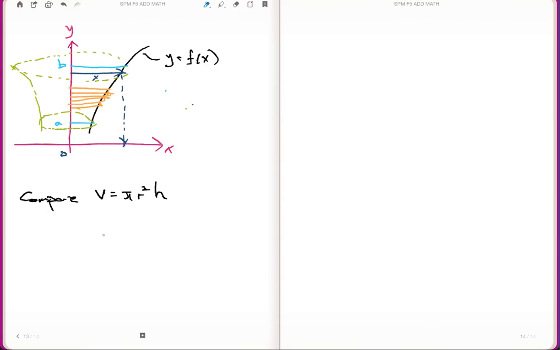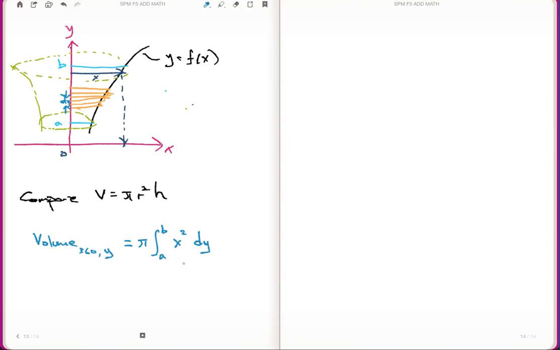So my volume 360 degrees around the y-axis will therefore be pi, which will be outside. Integration is standard form, a to b. Now what's my r? Radius for this weird object. The r would therefore be x squared. And my h would therefore be, this is my dy. Small changes of y, of each individual rectangle. dy.